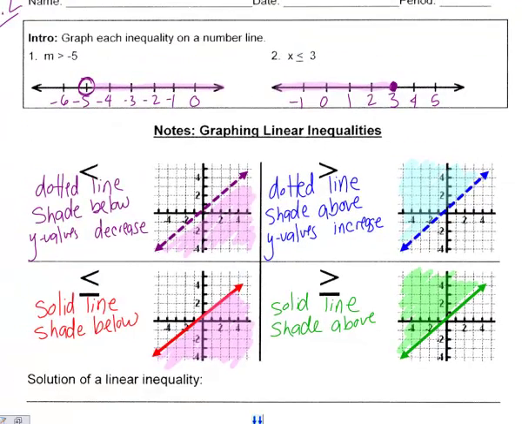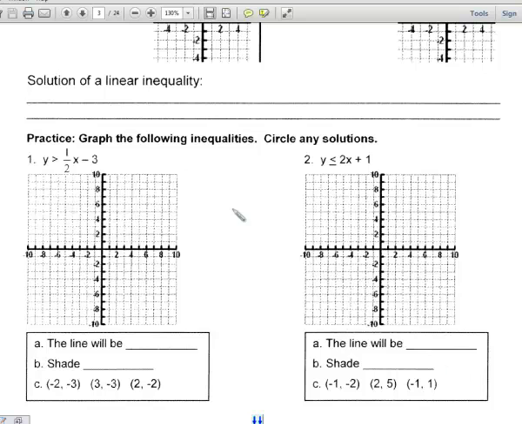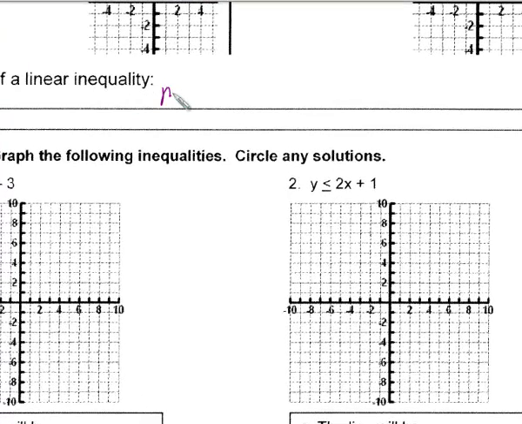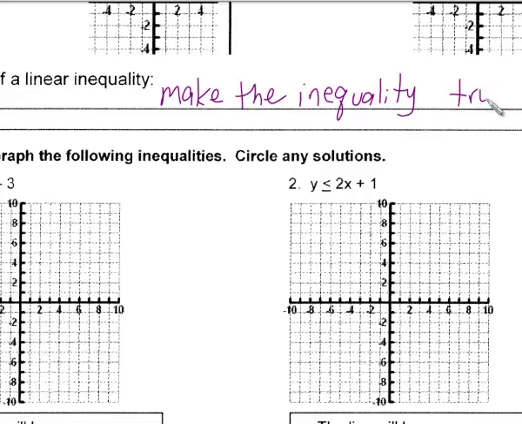Okay, I'm going to do an example with you. So look down further your page. But before I do that, let's talk about the solution of a linear inequality. The solution is anything that makes the inequality true. Also, when we're graphing, it is anything in the shaded region.